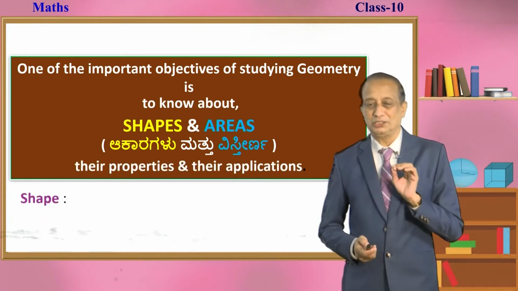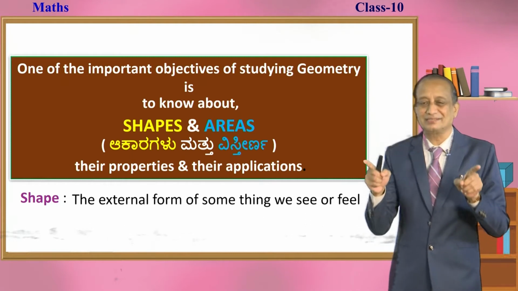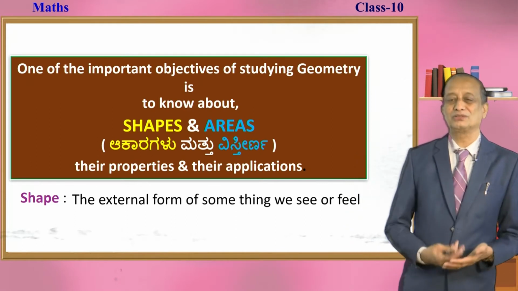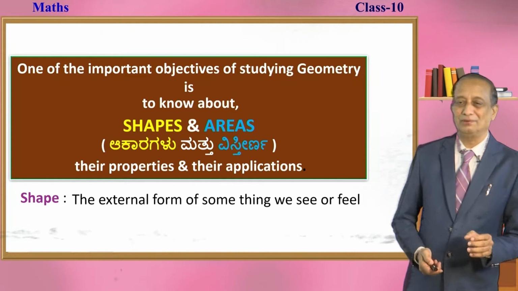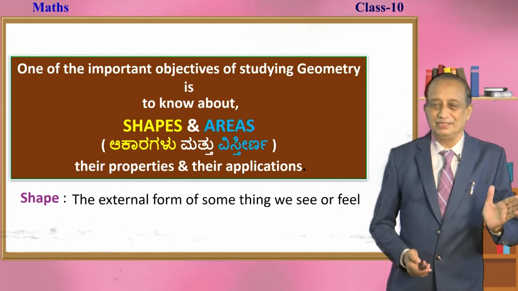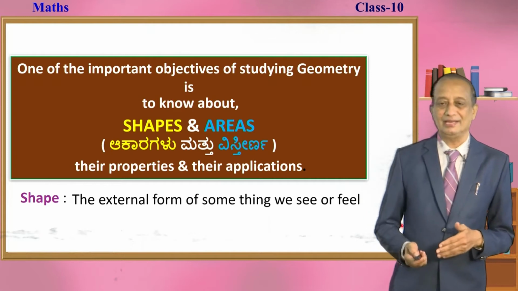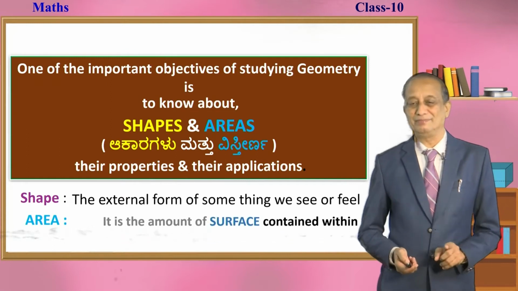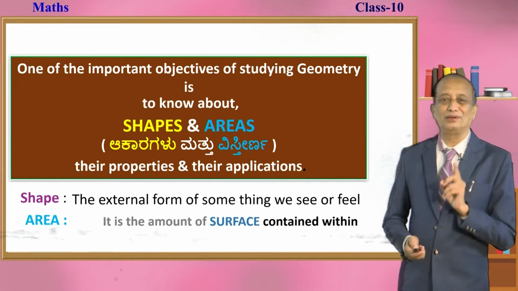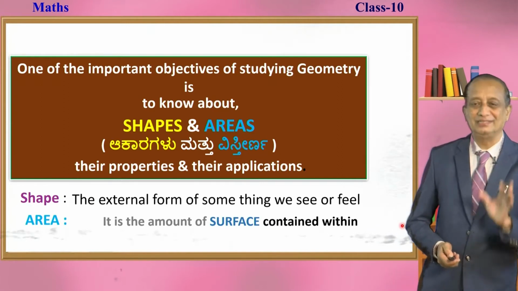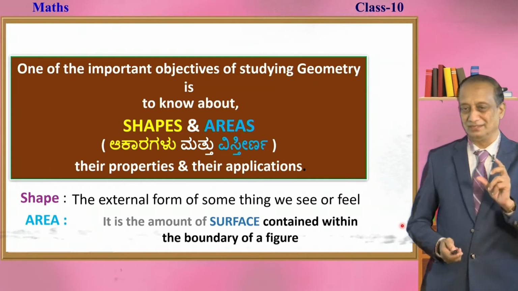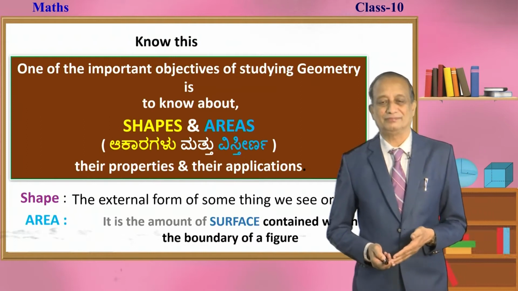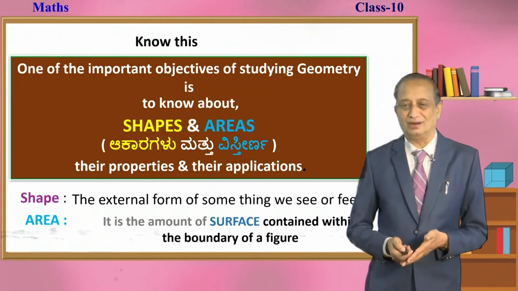Okay, so shape means it is nothing but the external form of something that we see or we feel. This is called the meaning of a shape. Because we are going to talk about the shapes of triangles only in particular, and you already know the concept of area also. Area means it is the amount of surface contained within the boundary of a figure children. These are the important terminologies which we will be using very frequently in this chapter. So, please make a note of this also.